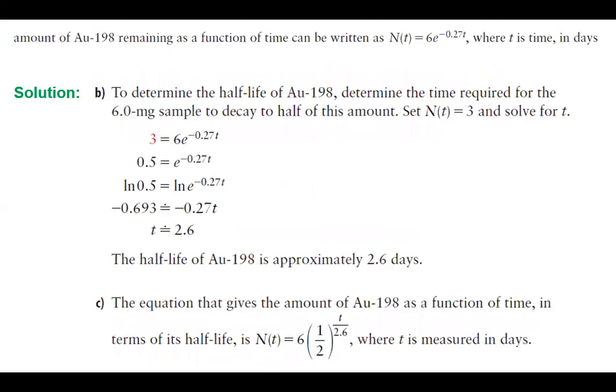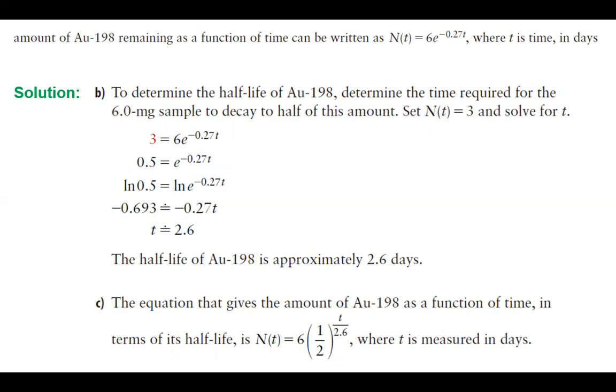Okay, then let's have a look at question B. To determine the half-life of AU198, determine the time required for the 6 milligram sample to decay to half of this amount. So we can set N(t) equals 3 and solve for t, right? Okay, so we have the following equation. Left side is 3. Right side is 6 times e to the power of negative 0.27t. And there is only one unknown quantity t, right? Which can be solved to approximately 2.6. The unit is days. So the half-life of AU198 is approximately 2.6 days.